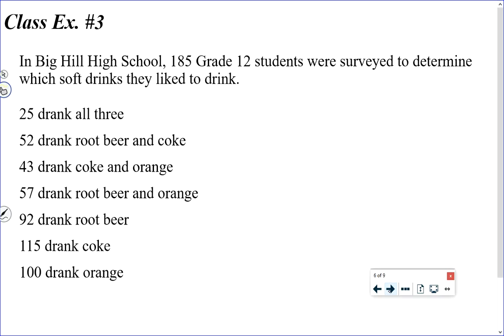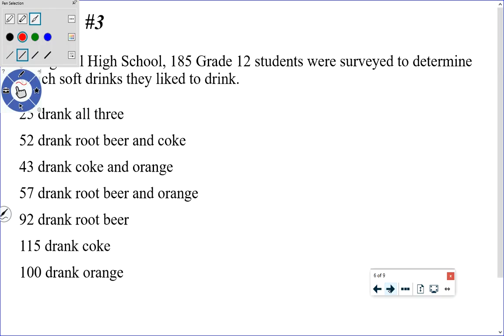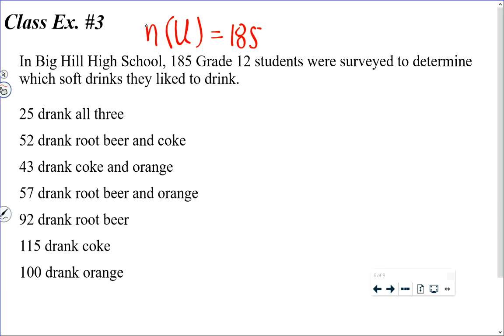Example 3. At a high school, 185 grade 12 students were surveyed. So the number, I'll just point this out right now. Whatever's going on here, the number in the universal set is 185. They were surveyed about 3 different particular pops or soft drinks. It was root beer, Coke, and orange. 25 drank all 3. 52 drank root beer and Coke, not at the same time.